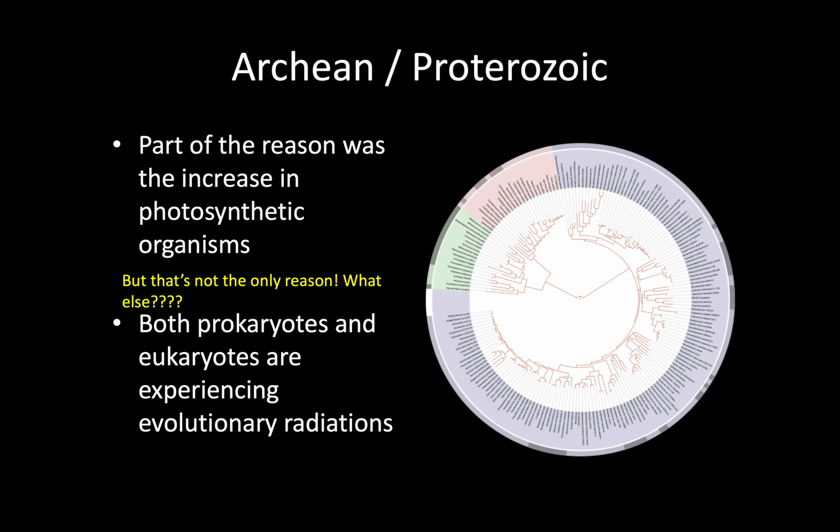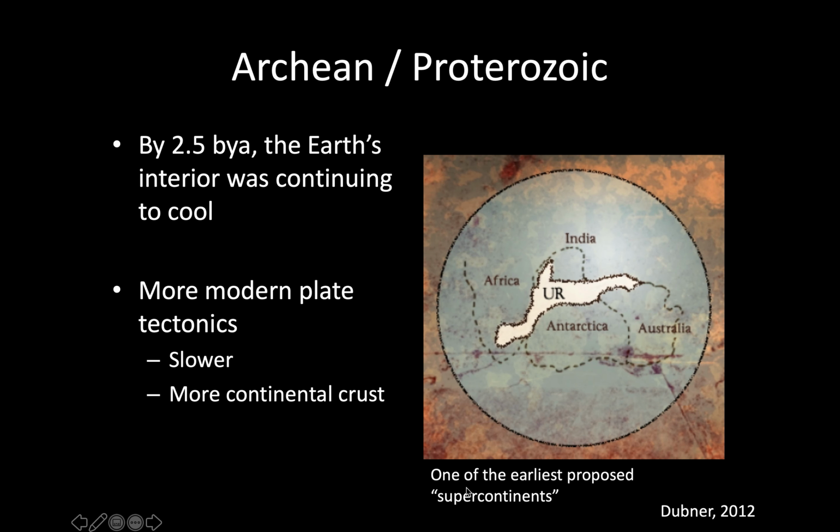Nice work. So part of this increase, again, is because of photosynthetic organisms, but it's also because of plate tectonic activity. And both types of cells, prokaryotes and eukaryotes, are experiencing evolutionary radiations. This is a mega complicated phylogenetic tree. You do not need to worry about reading it. So by 2.5 billion years ago, Earth is still continuing to cool.